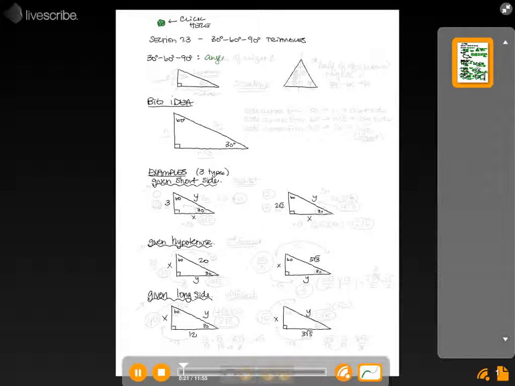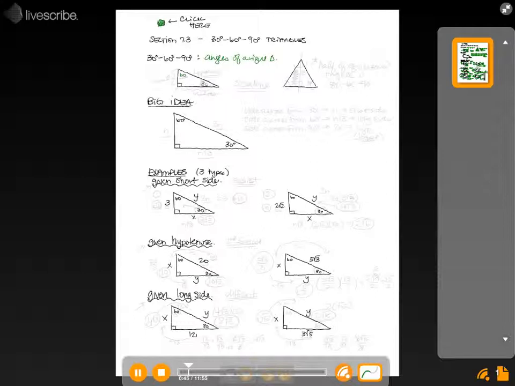Those refer to, just like in a 45, 45, 90, the angles of a right triangle. Okay? And again, this is a shortcut instead of using the Pythagorean theorem. I know a lot of people like to use the Pythagorean theorem, but this is a shortcut. This will save you some time if you're only given one specific side of a triangle. Okay, so here's what that looks like.